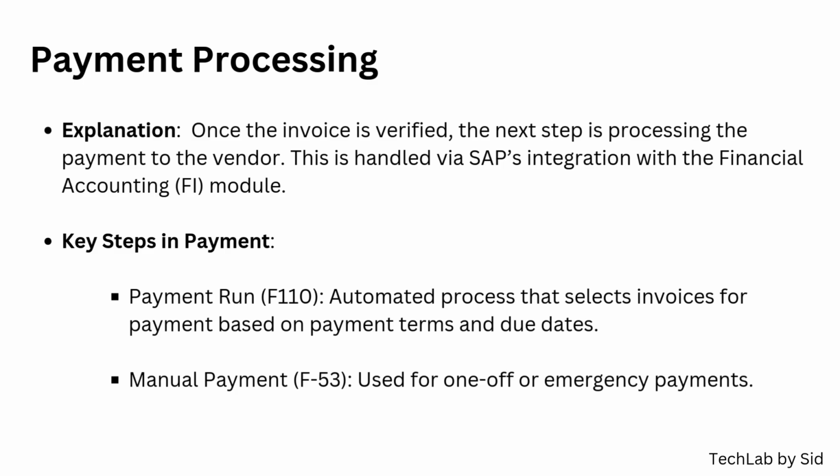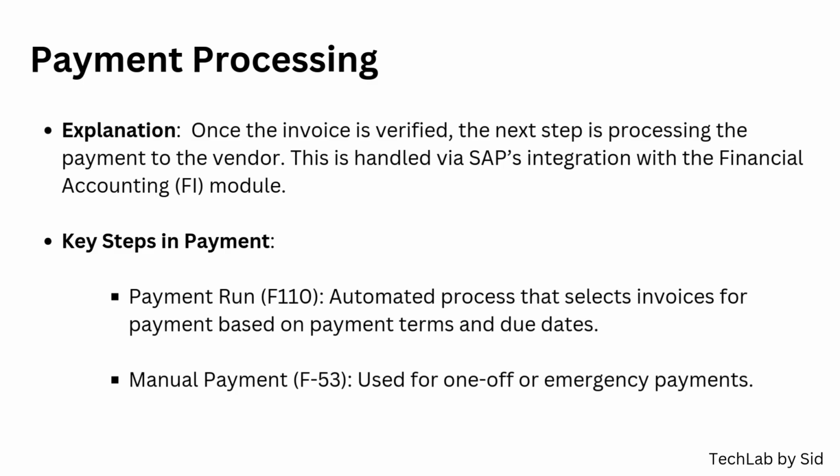For urgent payments, the manual payment, F-53, option is used to process immediate transactions. This integration streamlines the entire payment process, reducing errors and improving financial efficiency.